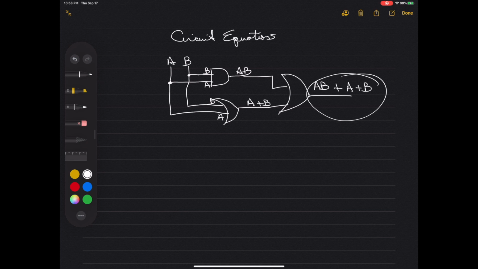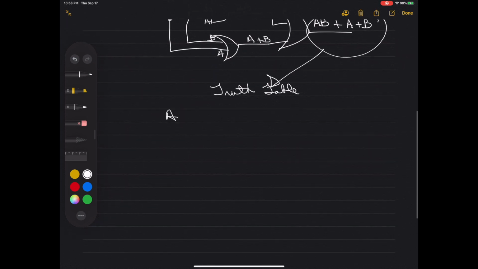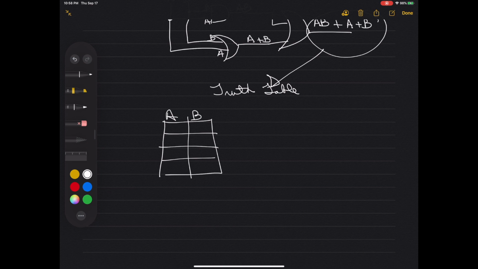And then let's say that from here you want to create the truth table. If you want to create the truth table, the first thing you need to do is determine how many input variables that you have. Well, it looks like I've got A and I've got B. Since you have two of these, that means that you're going to have a total of 4 possibilities: 0 0, 0 1, 1 0, 1 1.